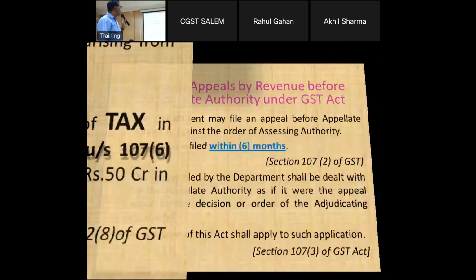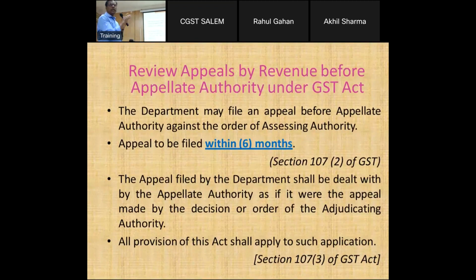It's also much. This is our portion on review. The department may file an appeal before the appellate authority against the order of the assessing authority, that is, the adjudicating authority. The appeal has to be filed within 6 months. That's what I told: the department has 6 months to file an appeal. The appeal filed by the department shall be dealt with by the appellate authority as if it were an appeal made against the decision or order of the adjudicating authority.